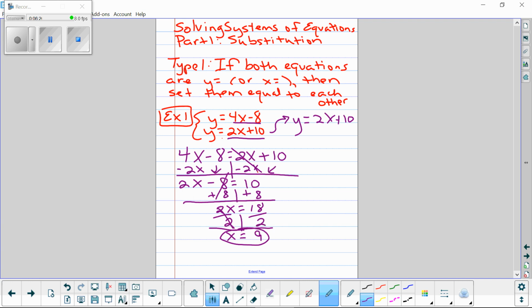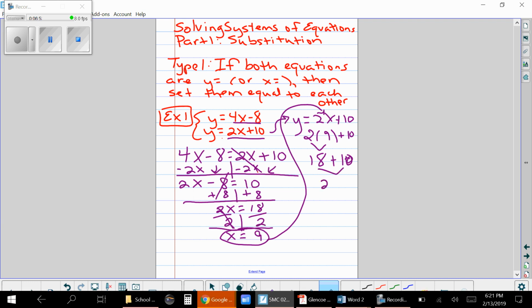And we just figured out that x equals 9, so we're going to take this 9, and this is where we're substituting. So we're substituting 9 in for x, so that now this becomes 2 times 9 plus 10. And then 2 times 9 is 18, and 18 plus 10 is 28. So now we know that y equals 28.